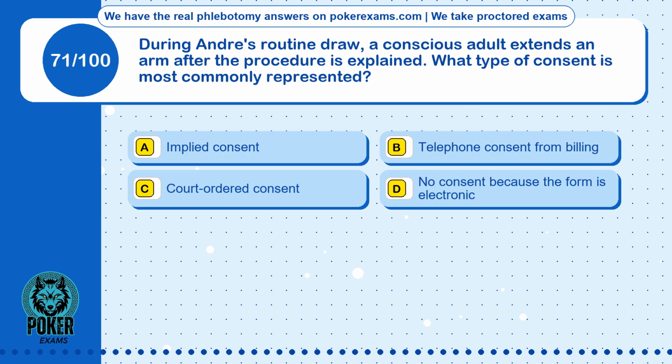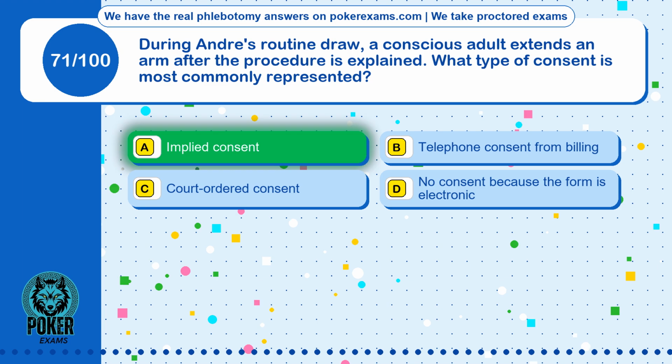Question 71. During Andre's routine draw, a conscious adult extends an arm after the procedure is explained. What type of consent is most commonly represented? Option A. Implied consent. Option B, telephone consent from billing. Option C, court-ordered consent. Option D, no consent because the form is electronic.